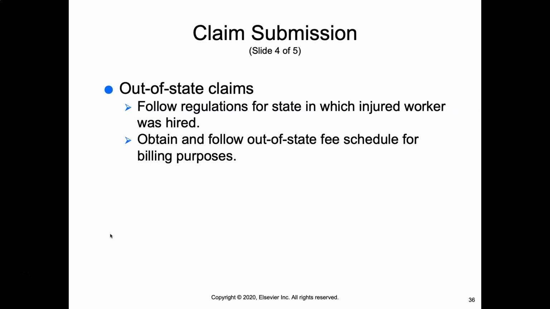So let's say that someone goes on a business trip. Let's say you work for a hospital here in Iowa and they send you for training in Chicago and the injury occurs in Chicago. That would be an out-of-state claim because you're employed by the hospital in Iowa, and that's who has to do the claim submission. It's not where the injury takes place so much as it is where you are employed. And then, of course, the hospital in Chicago that would treat someone under those circumstances would have to obtain and follow all the out-of-state fee schedule for Iowa for billing purposes.